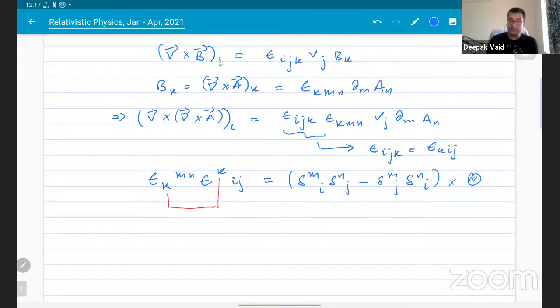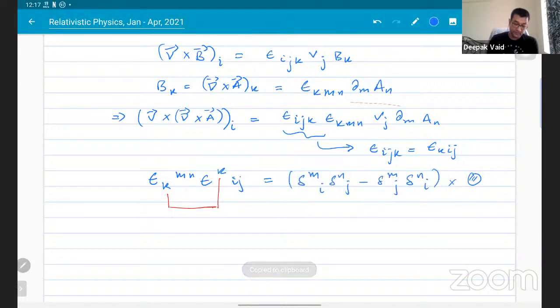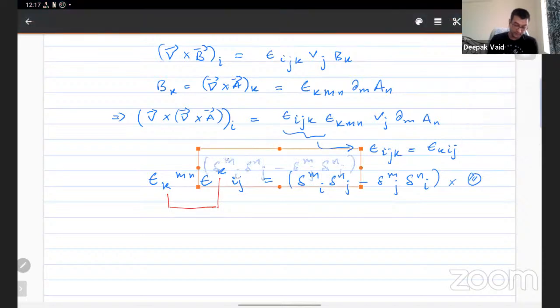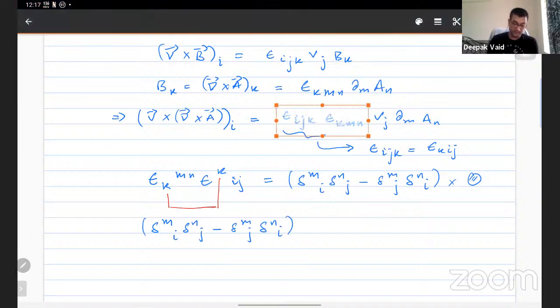So this is a very, very important and very useful identity. Okay, so you should know this. And so if you insert this expression now into this, what do you get? So we take this guy, right? So this is the sum of the product of these two epsilon tensors.